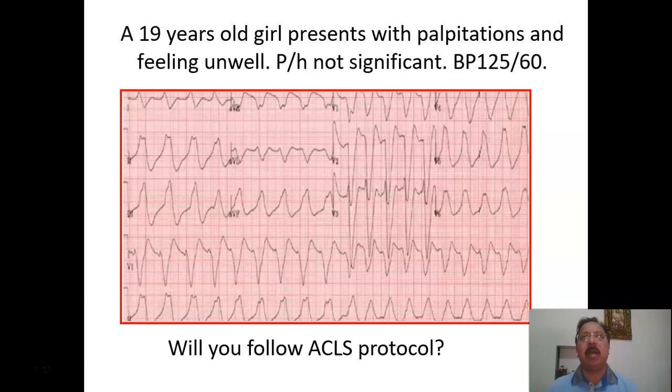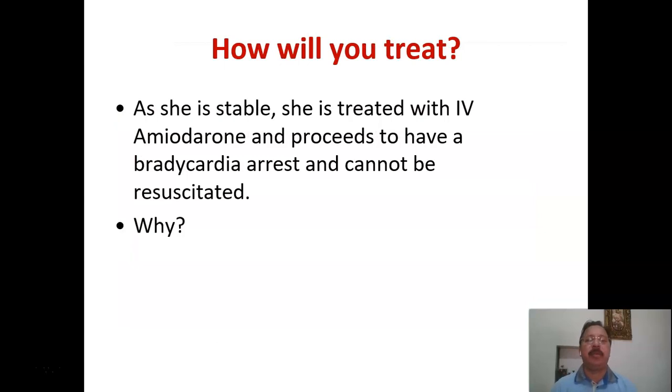In the ACLS algorithm, if we get a wide complex tachycardia and the patient is hemodynamically stable, we follow the algorithm and we give the drugs. And the most common drug we use for wide complex tachycardia or ventricular tachycardia where the patient is hemodynamically stable is amiodarone.